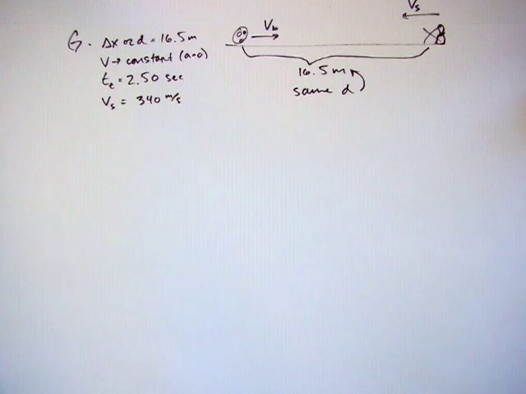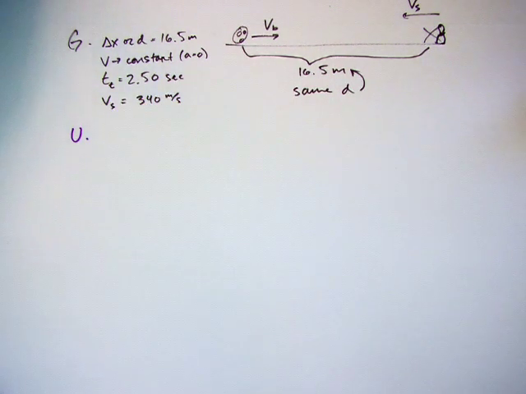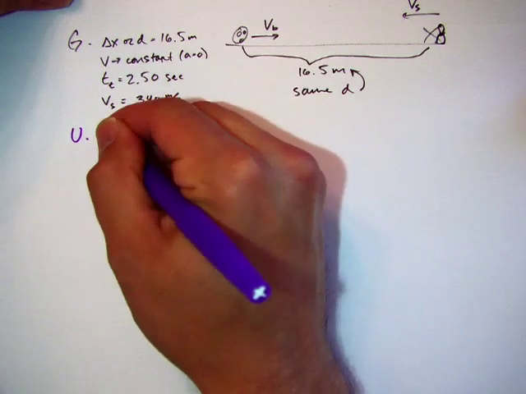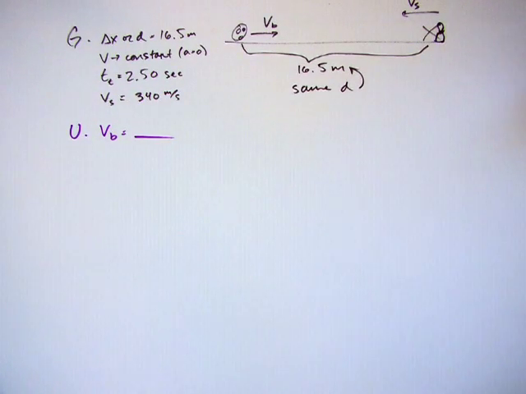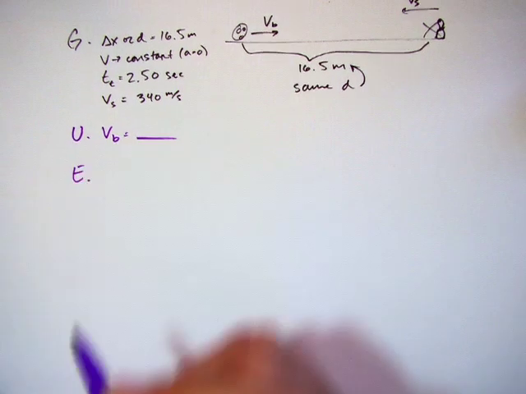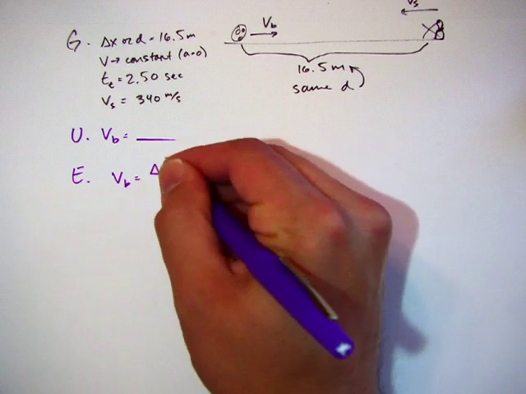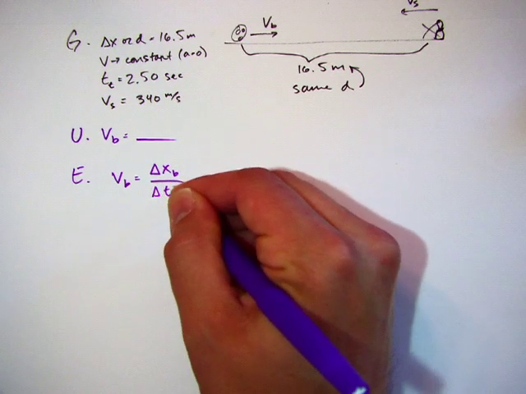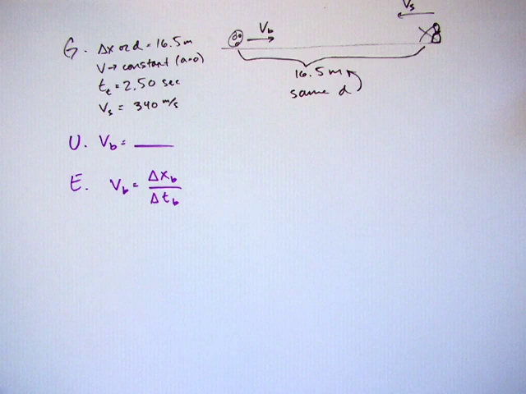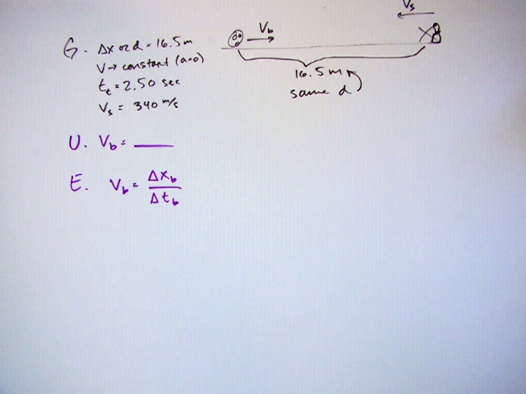First, my unknown, what I want to find is the speed of the ball. So VB. That's my unknown. Okay? So let's set up some equations here that we can use. If I want to know VB, I've got to know how far the ball traveled, my delta XB, and in what time that took place. Okay, because this is a constant speed, just the overall distance and the overall time will give me that single velocity.